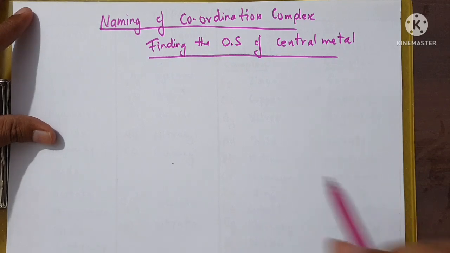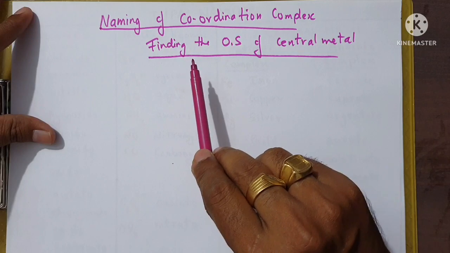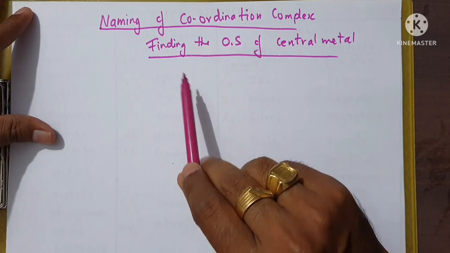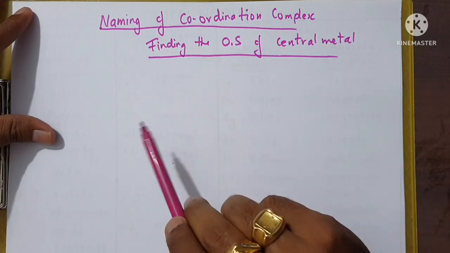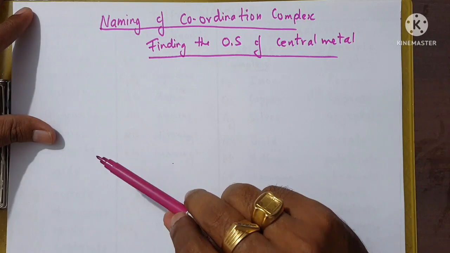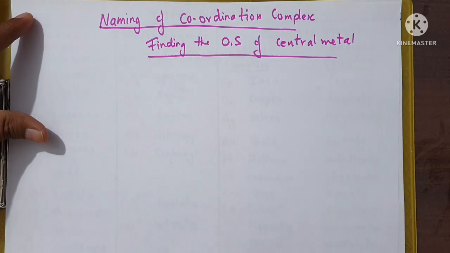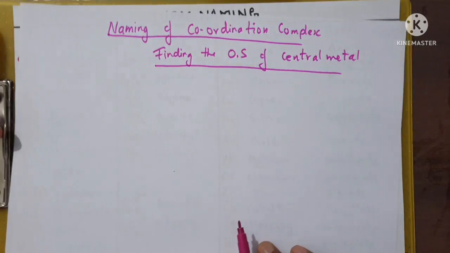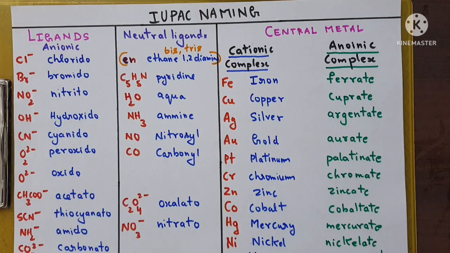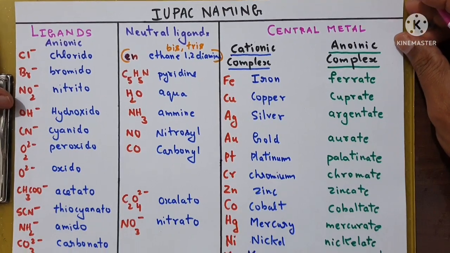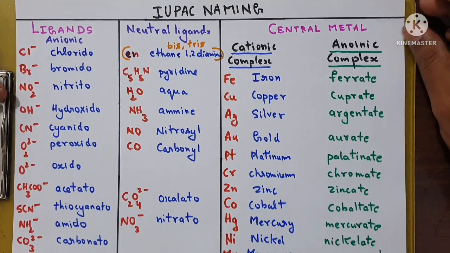Before going for the naming, that is IUPAC naming of coordination complex, and finding the oxidation state of the central metal, first let me share a chart with you children. Here is the chart. Here is a beautiful chart. You can just take a screenshot of this.